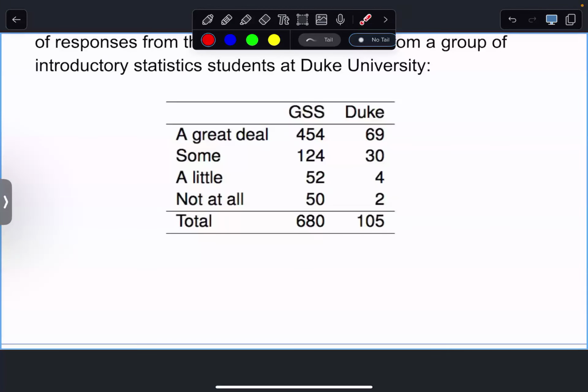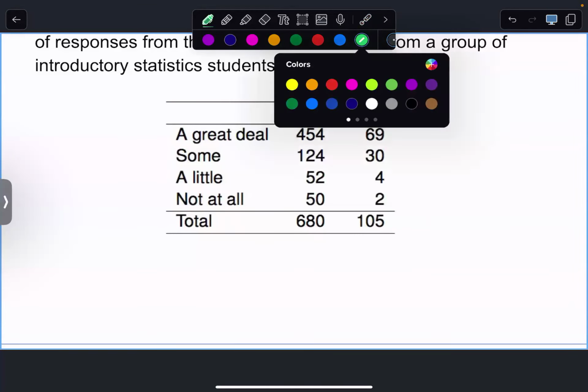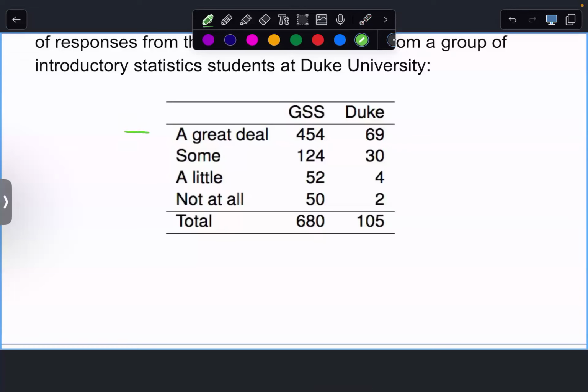So a great deal, some, a little, not at all. Now I'm going to tell you, let's change this to this green instead. Those who answered a great deal, those are the ones that we're going to be interested in for our analyses. Okay? You could have picked any one of these lines. What would you do with the remaining lines? Well, those are all failures, right? So you can just say what a success is in your mind.